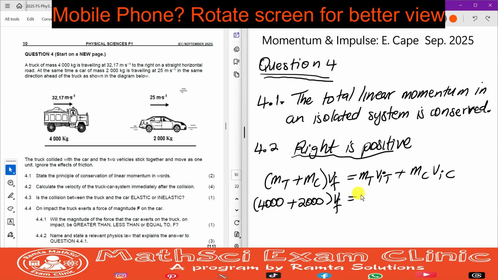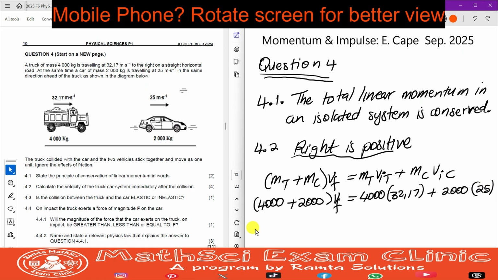Once again, the truck was 4,000 kilograms. Its initial velocity was 32.17 to the right, so it's positive, since it's to the right. The car, its mass is 2,000. Its initial velocity was 25 meters per second to the left, right? So this becomes 6,000 times final velocity, equals 4,000 times 32.17.